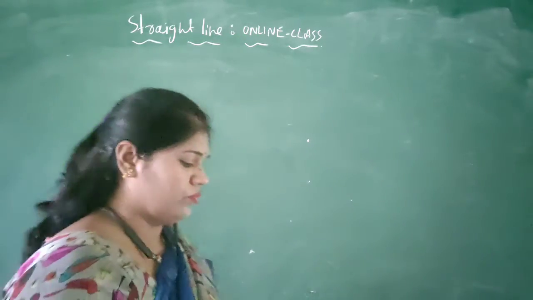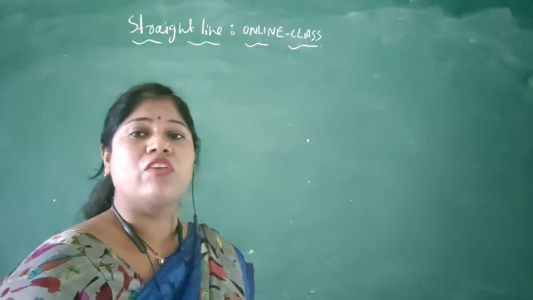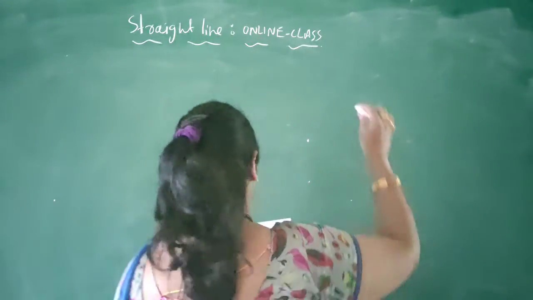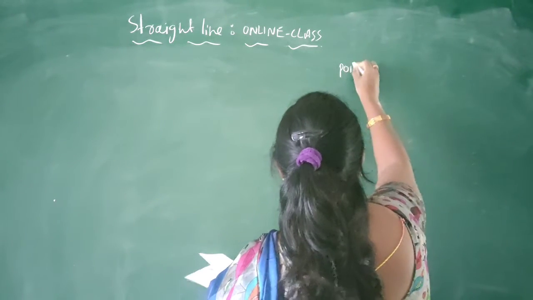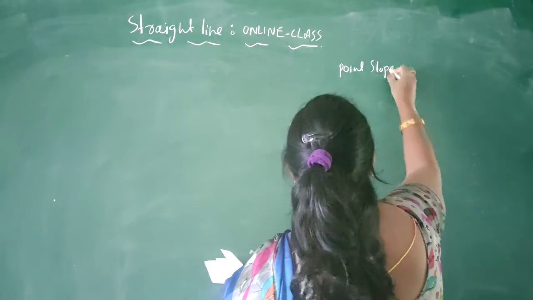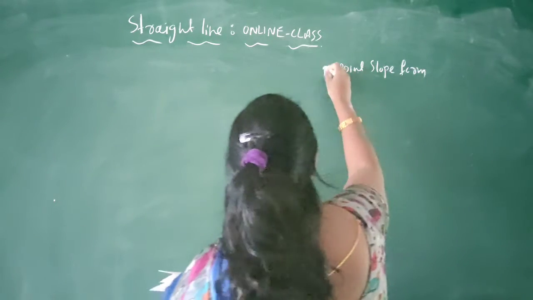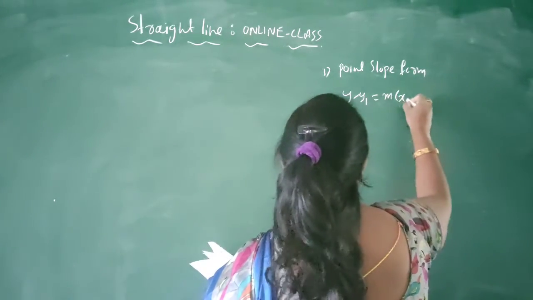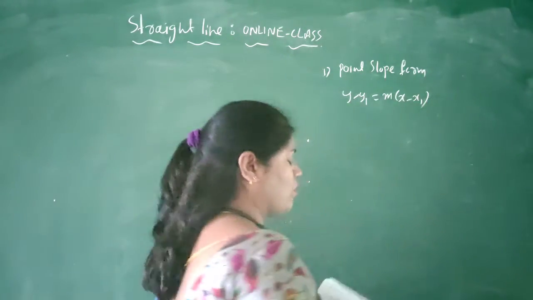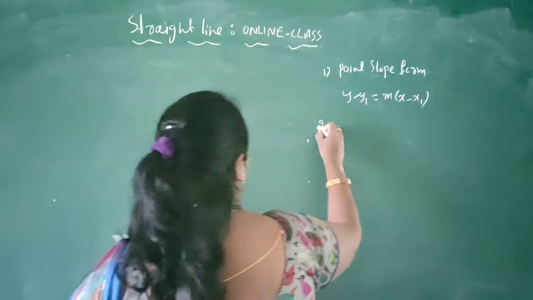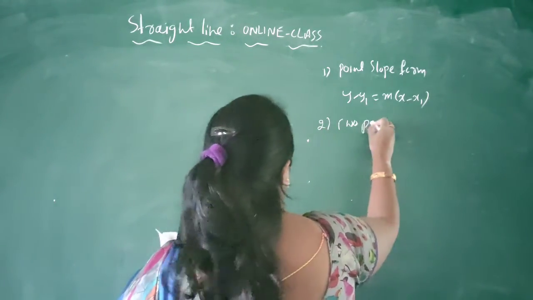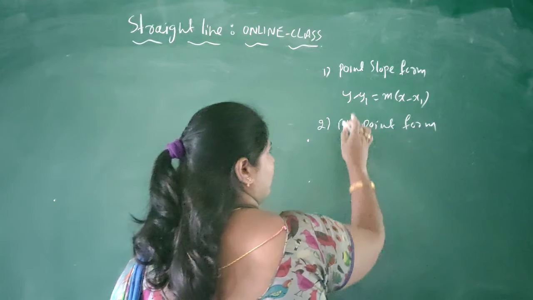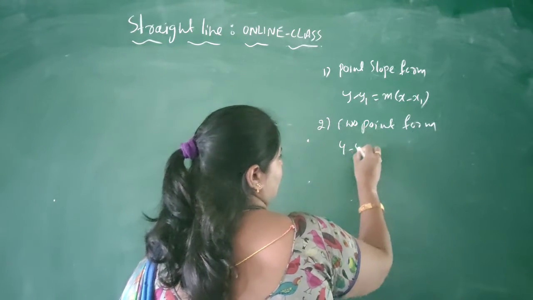Next one is various forms of equation of the line. The first one is point slope form. What is the formula? y minus y1 equals m of (x minus x1). The next one is 2-point form. If you know this one, it is very easy to make the next one.